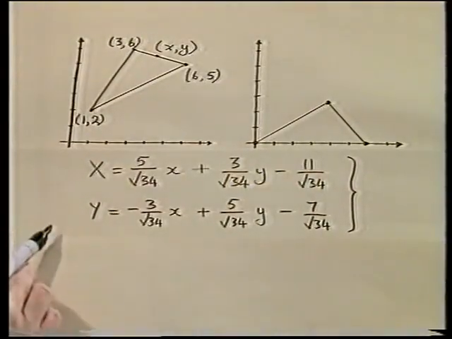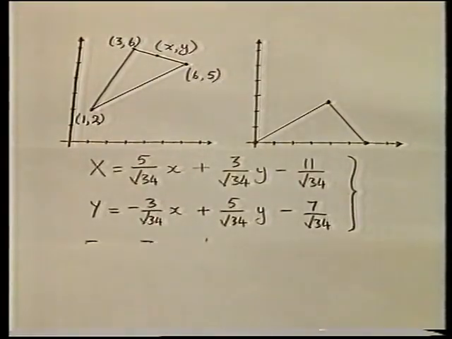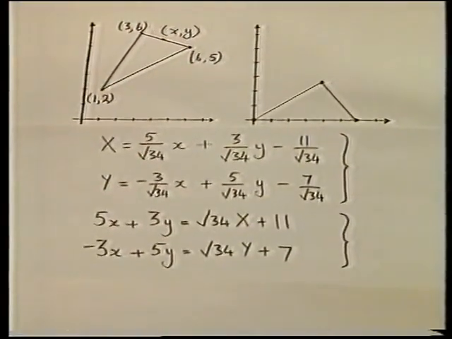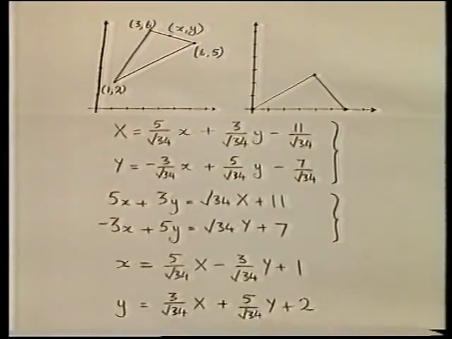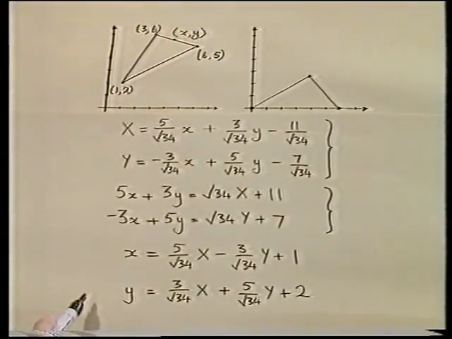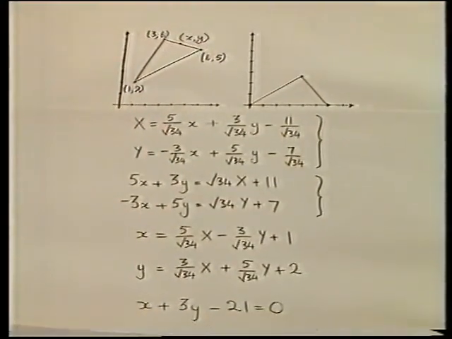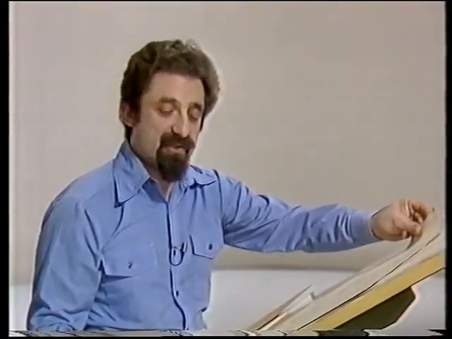If I rearrange these by multiplying by root 34 in both cases and taking the constants over, I get the following. Now these are just a pair of simultaneous equations, and if you solve them, you'll get these expressions for little x and little y. Now, I wanted these in order to substitute them in the equation for this straight line. That is, in this equation, x plus 3y minus 21 equals 0. Now, if I do that substitution in this equation, I'll get the following.